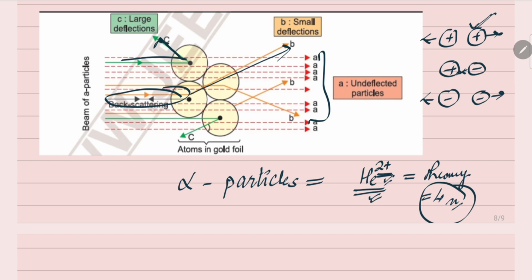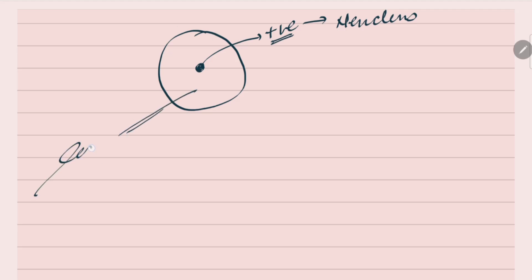So he got to know that an atom is almost empty, but in its center there is a positively charged part, which he later called the nucleus. Around it the space is empty. This is how an atom is present. One more thing you have to remember, the nucleus is quite heavy.